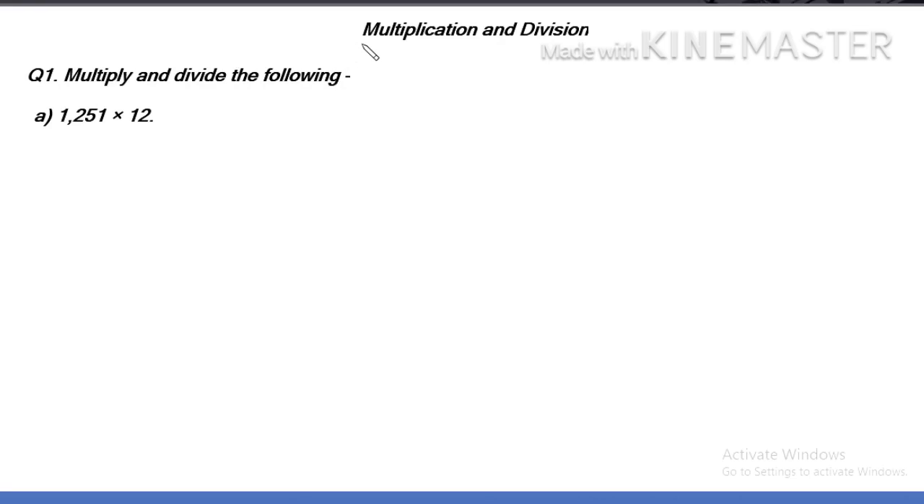So today's topic is multiplication and division. Our question number 1 is: multiply and divide the following. 1251 multiplied by 12. So let's multiply it by 12.